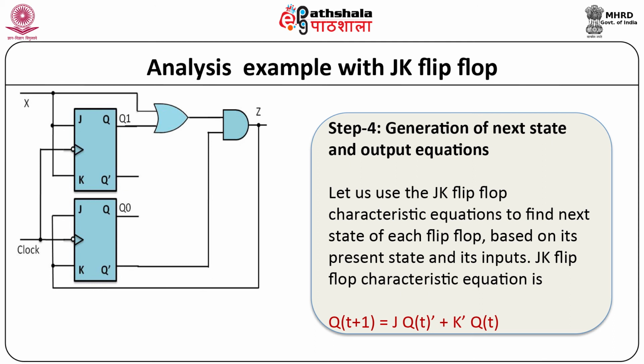Let us now move to step number 4, wherein we generate the next state and output equations. Now, let us use the JK flip-flop characteristic equation to find the next state for each flip-flop based on its present state and its inputs. The JK flip-flop characteristic equation is given by Q(t+1) is equal to J Q bar(t) plus K bar Q(t).